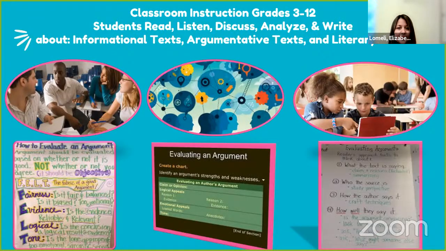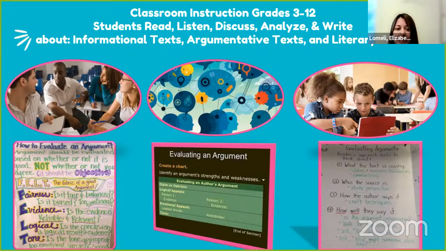And now here, classroom instruction, grades 3 to 12. These are examples of the types of things that they'll be reading, listening, discussing, analyzing, and then writing. So it's important that our students know how to read, analyze, discuss, listen about informational texts, and write, right? Informational texts, as well as argumentative texts and literary text.